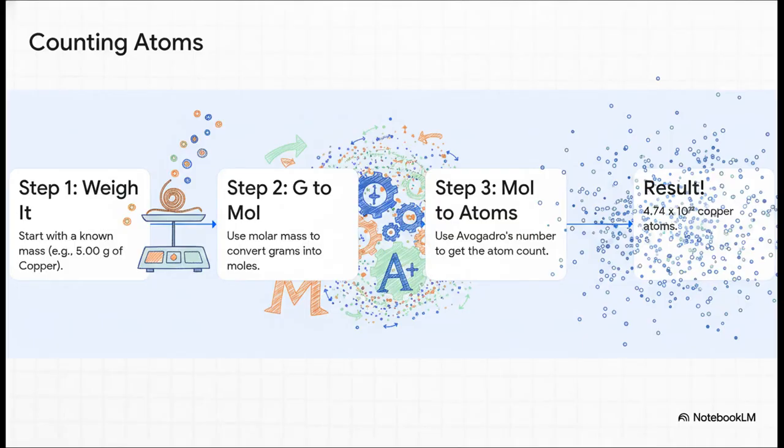So let's put it all together. Let's see how this works. Imagine we have exactly 5 grams of copper wire, something you can easily weigh on a scale. First, we look up the molar mass of copper, which is about 63.5 grams per mole. We use that to turn our 5 grams into moles. Then, we take that number of moles and multiply it by Avogadro's number. And just like that, boom! We find out that in our little piece of wire, there are over 47 sextillion copper atoms. We just used a scale to count the uncountable.